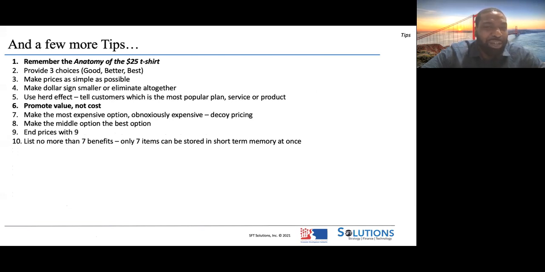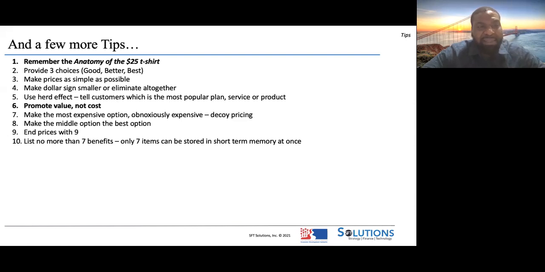Obviously no one's here selling junk, right? So there's a good option, there's a better option, and there's the best option. Make your prices as simple as possible. Use the herd effect, right? Don't be afraid to tell customers which is the most popular plan or popular shirt or what everybody's buying. We tend to want to be like everybody else as much as we want to be individuals. Continuously promote the value of your product or service, not the cost.